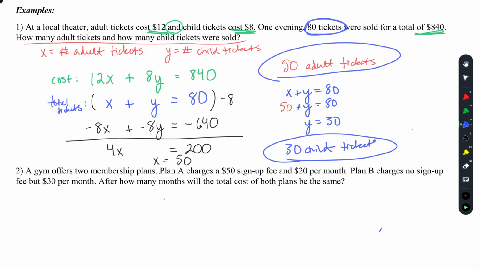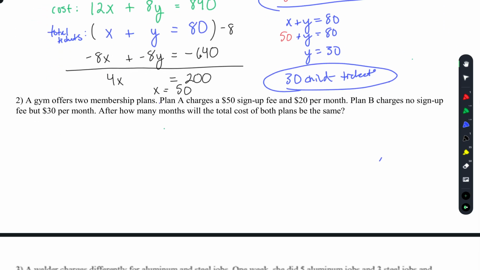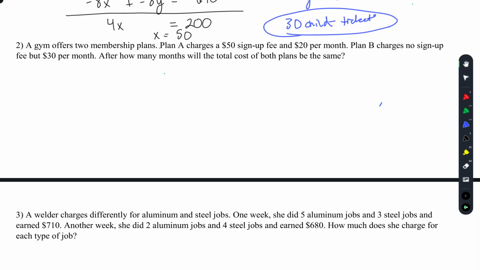And they talk about a sign up fee and a monthly fee. So for this one, gym offers 2 memberships. Plan A charges $50 sign up fee, 20 per month. Plan B charges no sign up fee, 30 per month. After how many months will the total cost of both plans be the same? Usually I read the last sentence, that tells me my variable. So after how many months? I'm going to let X be the number of months.